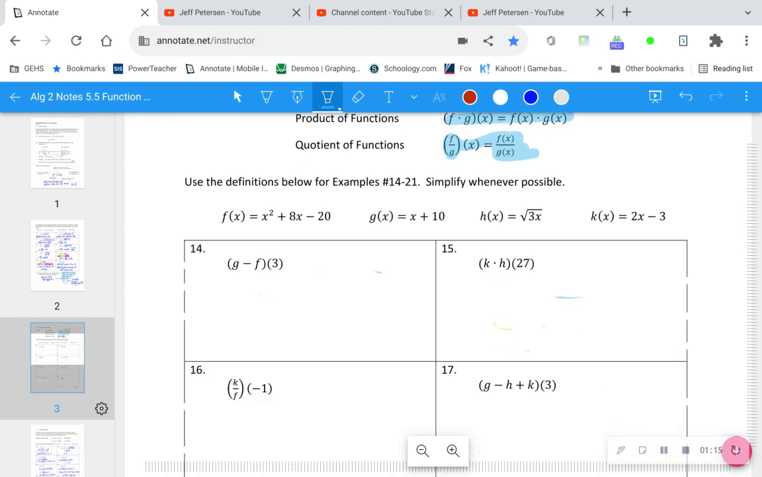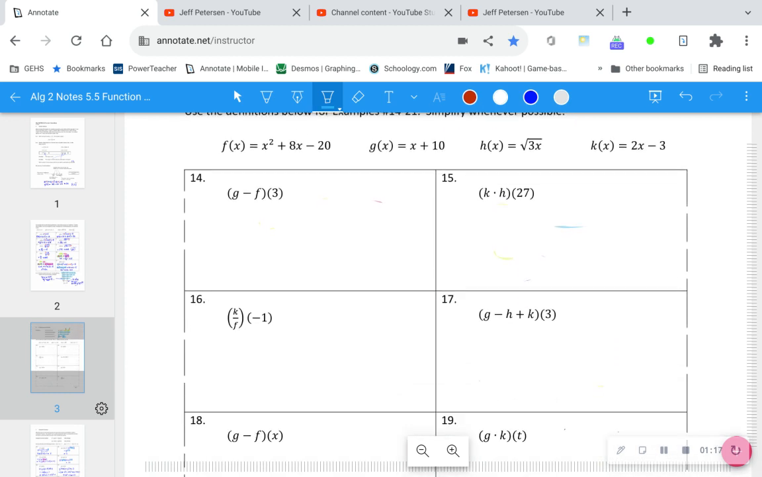And we're going to start down here with these four functions. I've got f, g, h, and k defined here, and we're going to start plugging things in here, okay? So first of all, I set it up. G minus f of 3 is g of 3 minus f of 3. So now I'm going to start by plugging 3 in here.